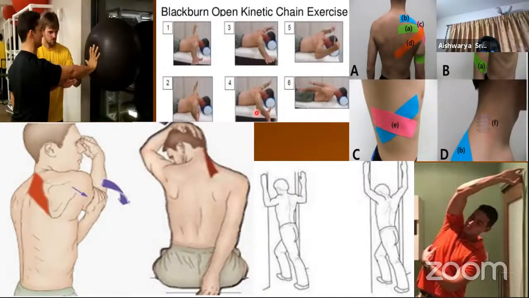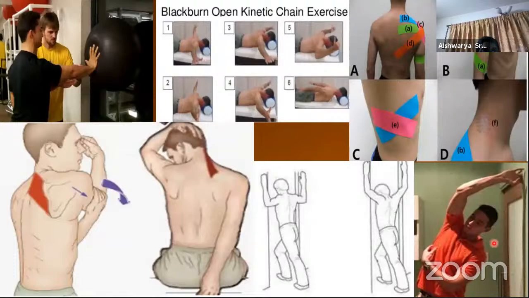So initially you do it without any weights. It's a freehand movement, an open kinetic chain movement, because we are not in contact with any surface. And the next one, these are the stretches. This is the rhomboids as well as the posterior capsule stretch. This is the trapezius or the levator scapulae stretch. This is the pectoralis major stretch, minor stretch, and the serratus anterior stretching.